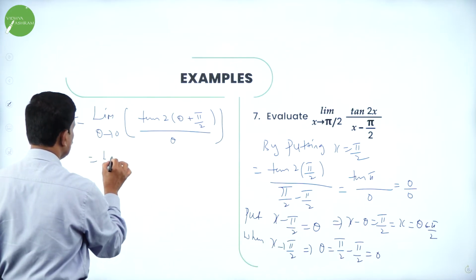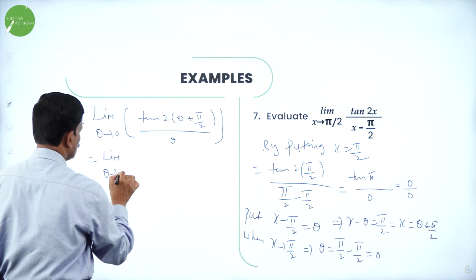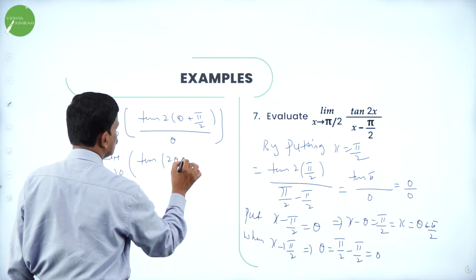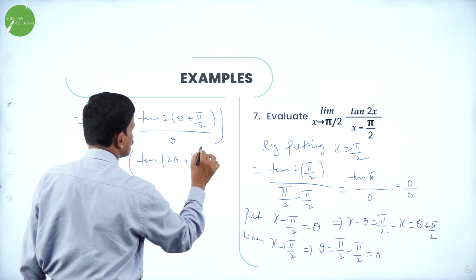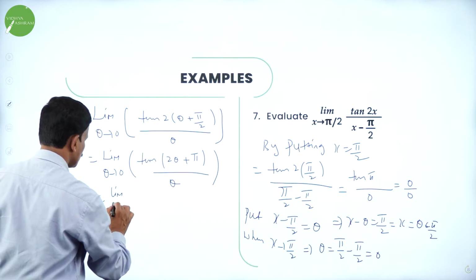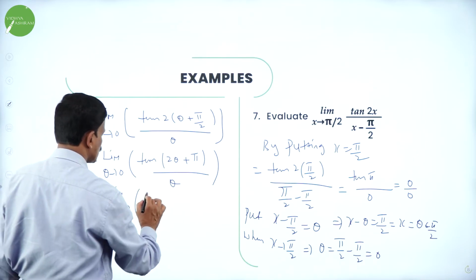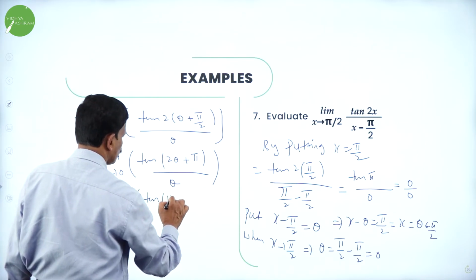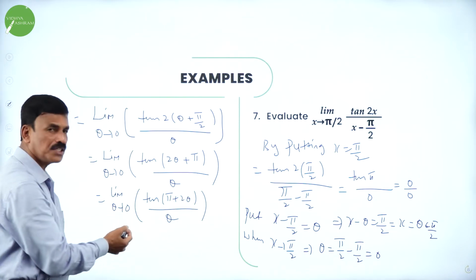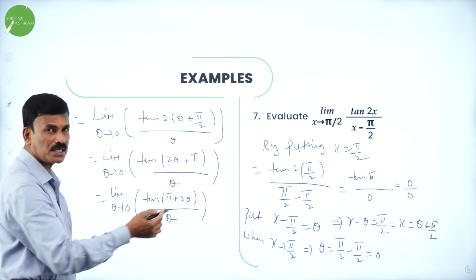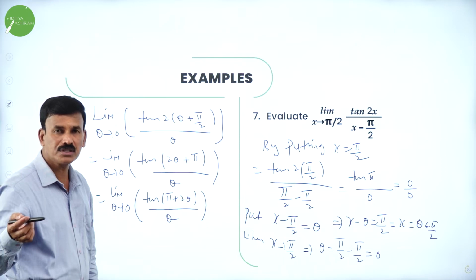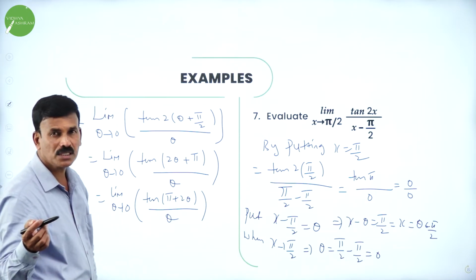Now, this can also be written as limit theta tends to 0 of tan of 2 theta plus pi divided by theta, where the 2 and 2 get cancelled. So, this is limit theta tends to 0 of tan of pi plus 2 theta divided by theta, that is, tan of 180 plus 2 theta. 180 plus theta comes in the third quadrant. In the third quadrant, tan and cot are positive, and we get the same trigonometrical ratios.